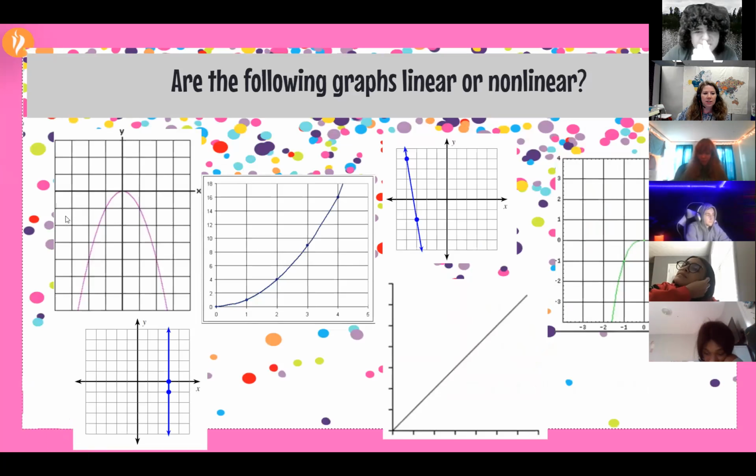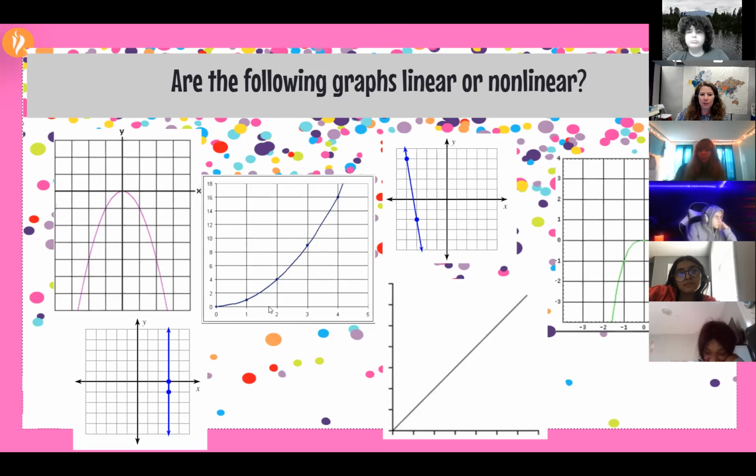All right, so look at this one, Eli, this one right here. Is this linear or non-linear, Eli? This one over here to the left. Eli, can you hear me? Okay. Do you see which one I'm circling with my mouse? Is that a straight line or not? No, it's not. Right, so it's non-linear.